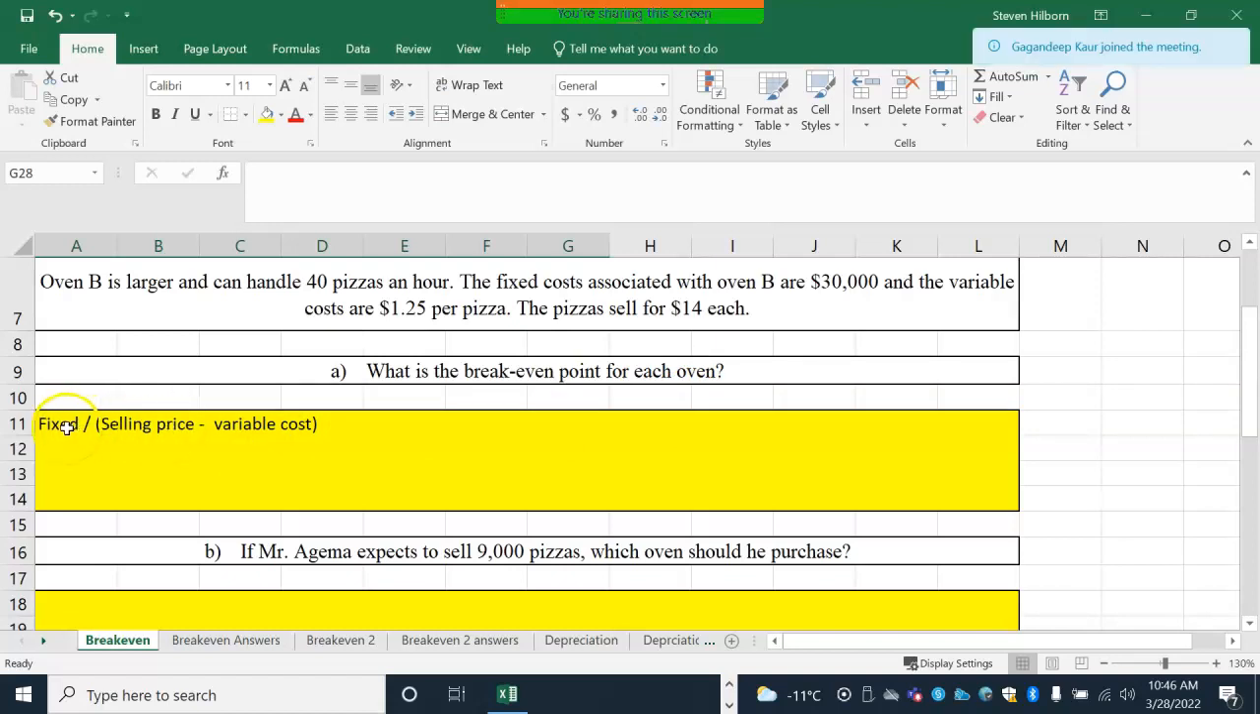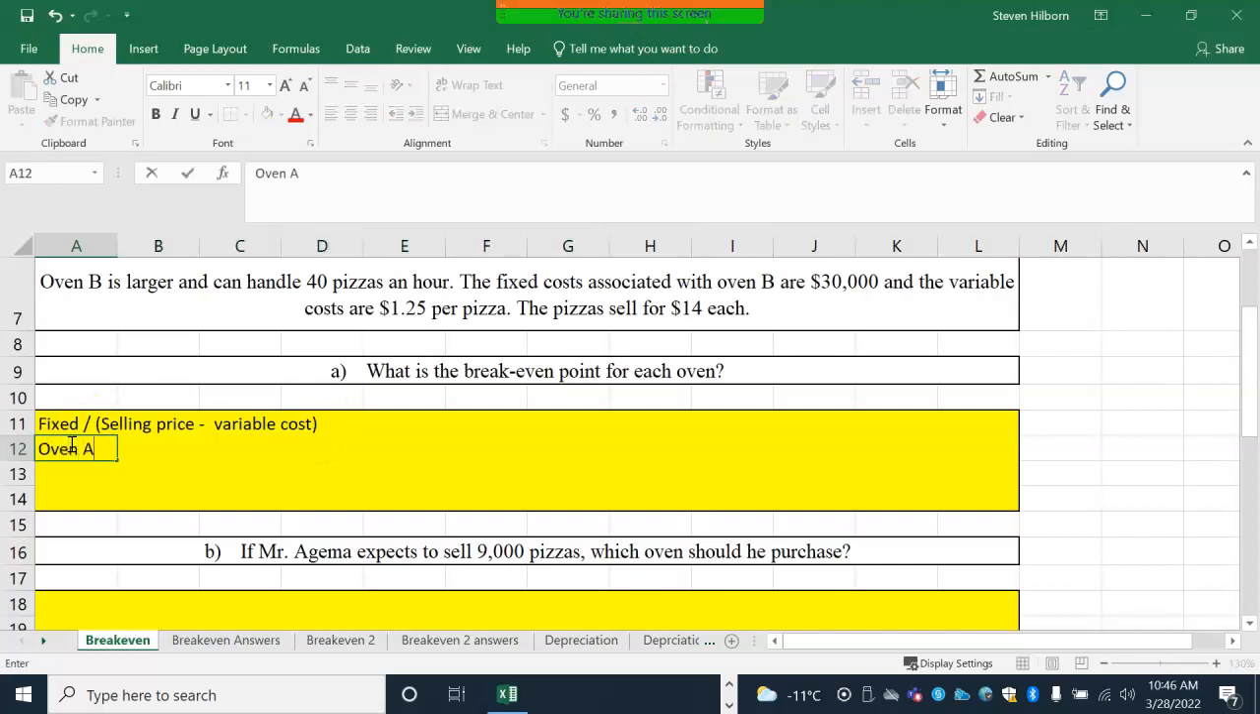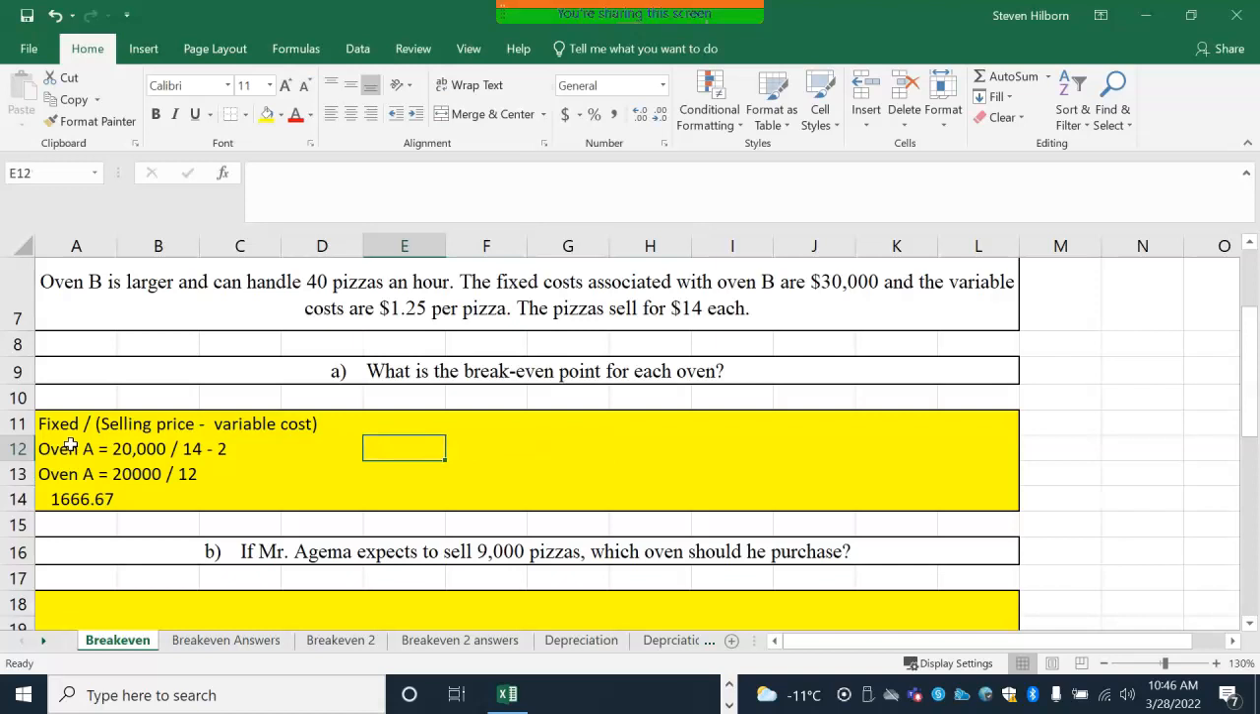So this is our formula, fixed divided by selling price minus variable cost. So for oven A, this is going to equal $20,000 divided by $14 per pizza minus $2. So oven A again is quite simple, $20,000 divided by 12. And let's do that. 1,666 pizzas is our break-even point for oven A.